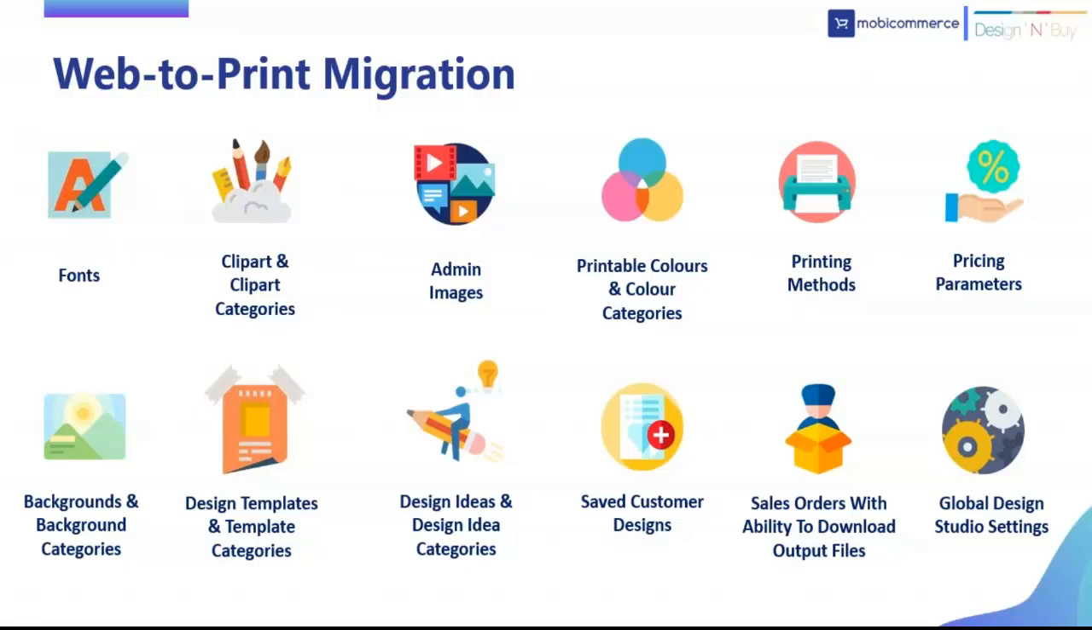So whether it is related to fonts or the clip art category which you have already maintained in your current version, or an image library, the printable colors and the color categories you would have managed if you are operating in merchandise and gifting products. Same for printing methods, whatever cost structure and metrics you would have created for your various printing methods, like screen, digital, embroidery, sublimation. Those printing method configurations can also be migrated to all-in-one version 3.3.